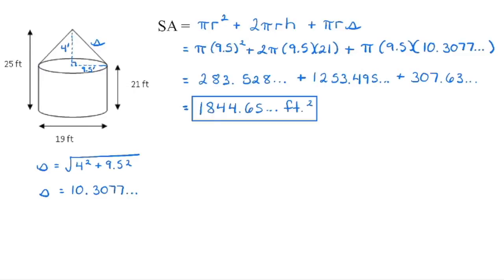But the total area is going to be about 1844.65, etc. It doesn't tell me what to round to, so I'm going to keep that exact value. And again, make sure we have square feet as we're dealing with area. One final note, all of my measurements happen to be the same unit. If they weren't, you would first convert them to get them into the same unit. Then you can figure out the areas we need in order to get the total surface area.